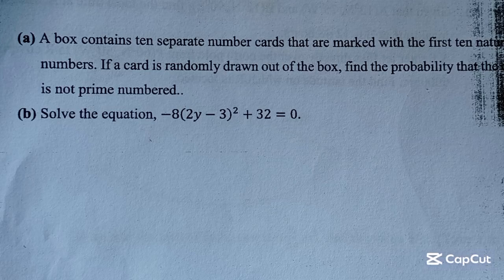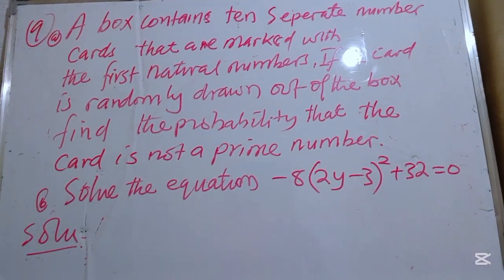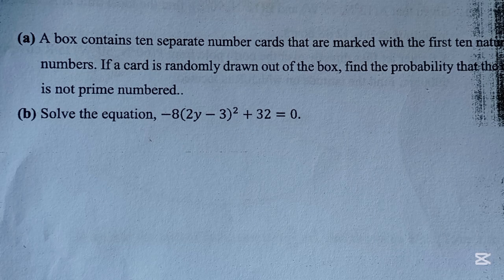Thank you so much. Question number 9A, Common Mock Central Province, Mathematics paper 1. A box contains 10 separate number cards that are marked with the first natural numbers. If a card is randomly drawn out of the box, find the probability that the card is not a prime number.